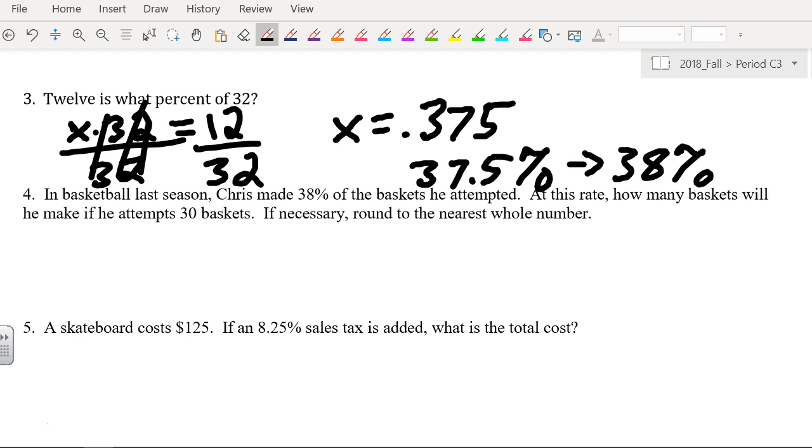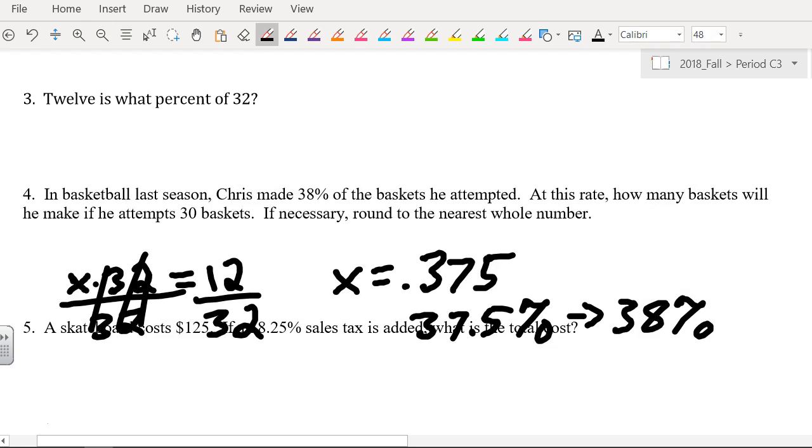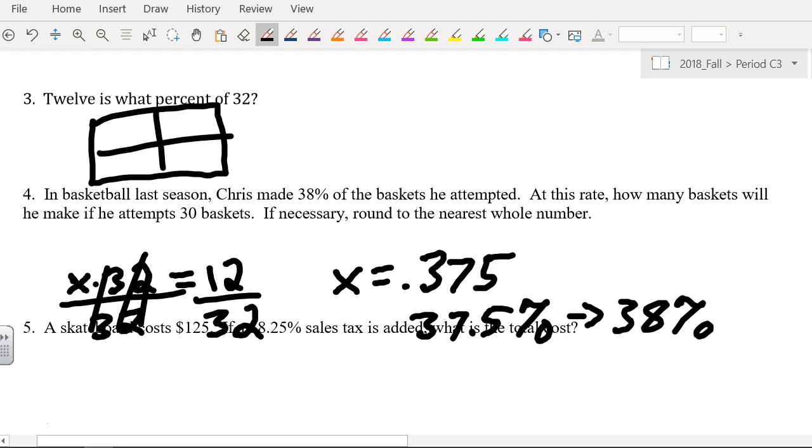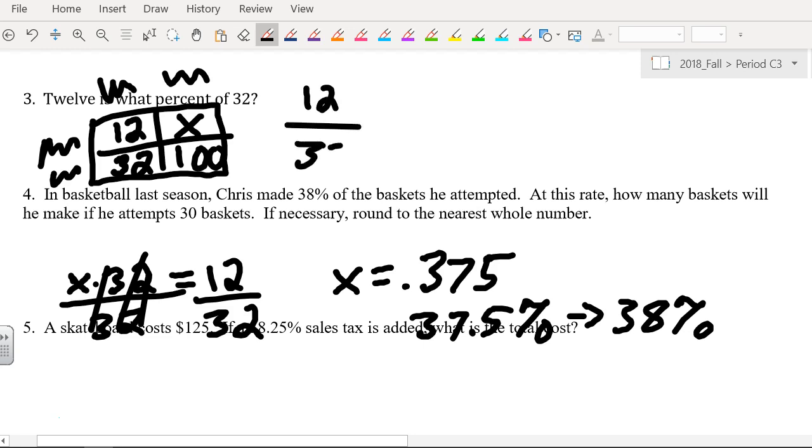Okay, let me do it the other method, just for funsies. All right, so here we go. I'm going to do the boxes. Okay, and we've got amount, percent. This is always 100. Part and whole. So 12 is the part, 32's here. What percent? So 12 over 32 equals x hundredths.